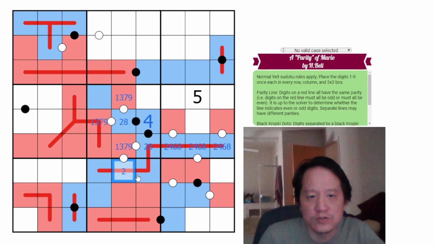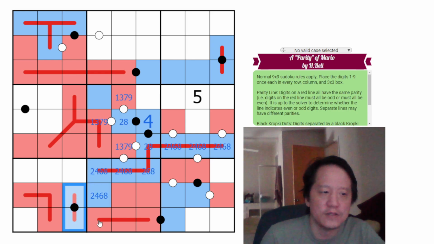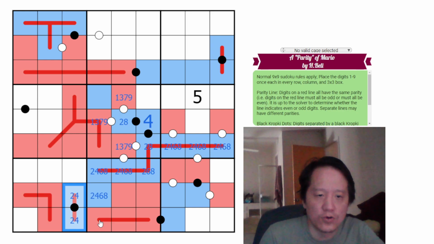So this has to be 2, 4, 6, 8. This is 2, 6, or 8. This is 2, 4, 6, 8. This is 2, 4, 6, 8. This has to be either 2 or 4 or 8. So this is 4. This has to be an odd and even.